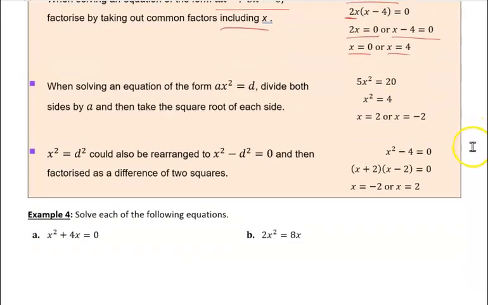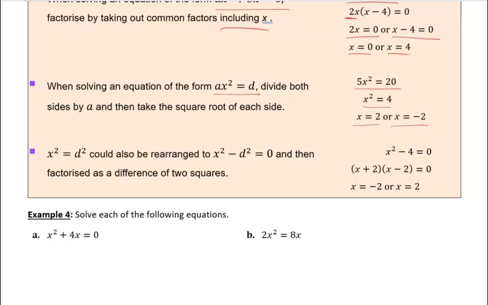I'll do an example. So when we have one of these that's in this form, something times x squared equals another number, divide both sides by a, by whatever that number is, and then you've got x squared by itself. So in this case, we divide by 5 on both sides, and now we've got something simpler, x squared equals 4. So there's really two answers to this. x could be 2, because 2 times 2 is 4, or x could be negative 2, because negative 2 times negative 2 is positive 4.